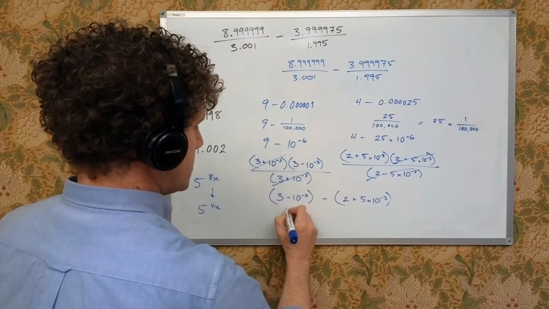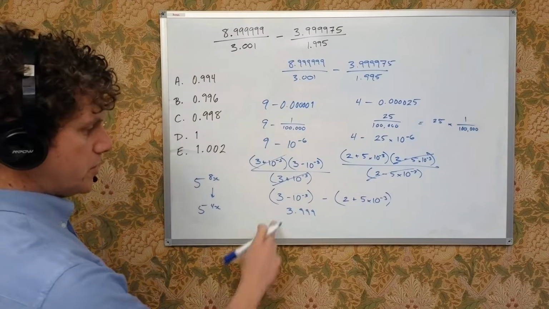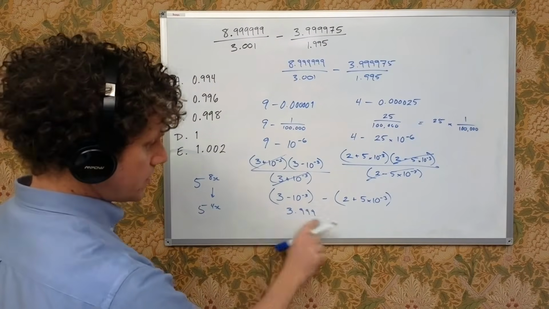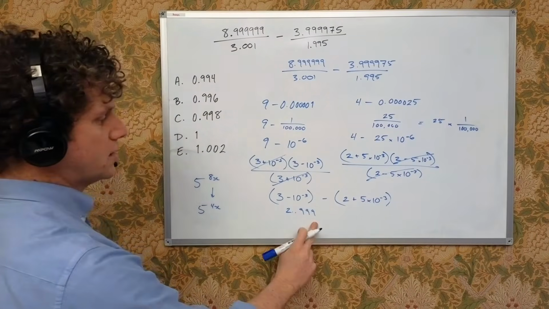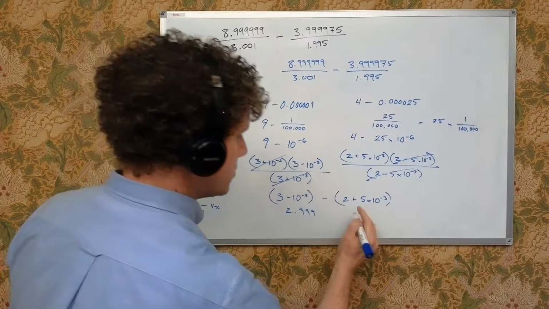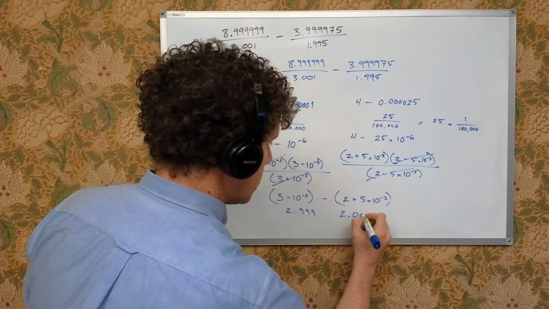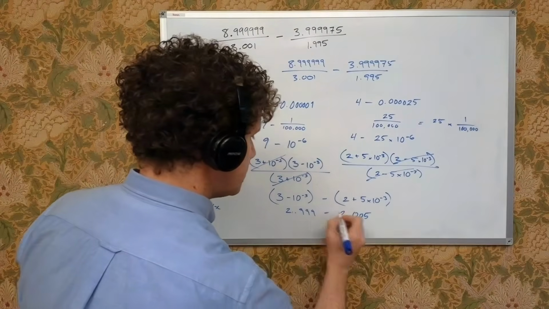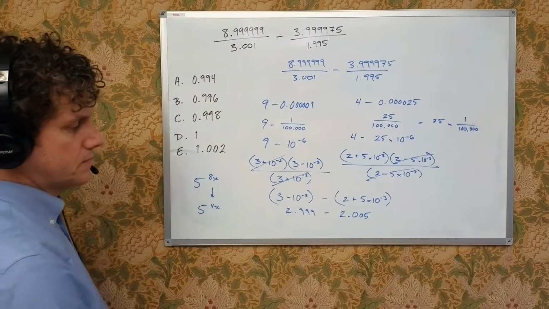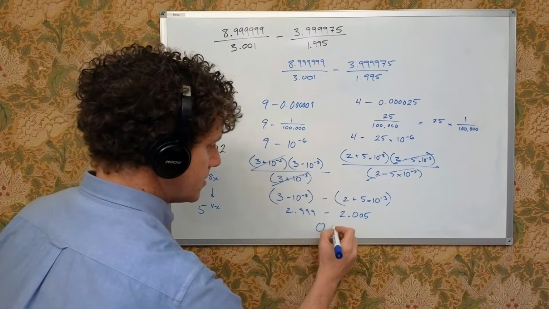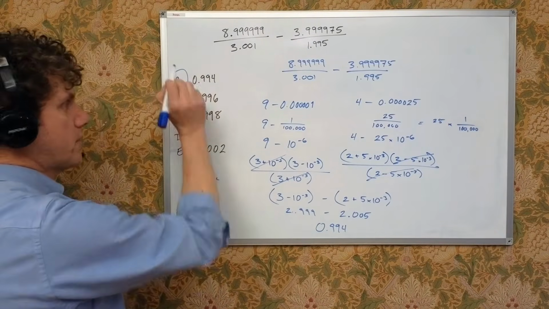I think I might turn these back into a more familiar form. Beg your pardon, that's 3 minus something, so it's not going to be greater than 3. That's my just barely less than 3. And this over here is my just barely more than 2. Do that subtraction, and all that is left is 0.994. That's my answer, choice A.